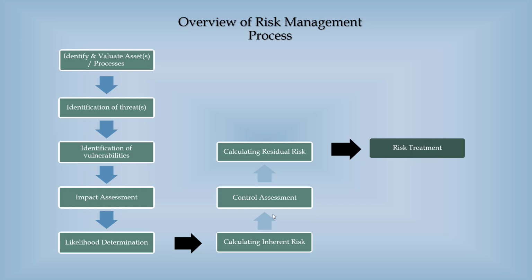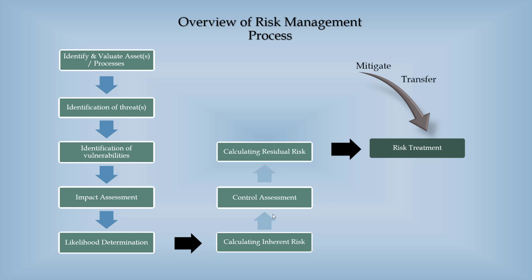There are different types of risk treatment. Number one, you can mitigate the risk. So for instance, as we discussed earlier, if information disclosure is a threat and the vulnerability is lack of a vulnerability assessment and penetration testing exercise, you can mitigate this risk by conducting a vulnerability assessment and penetration testing exercise.